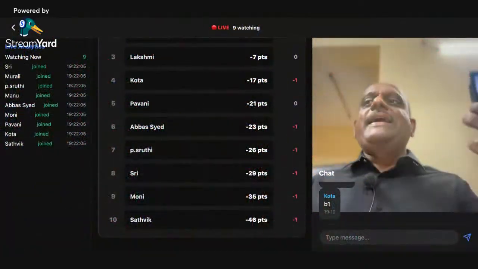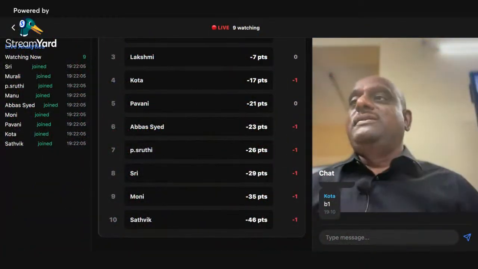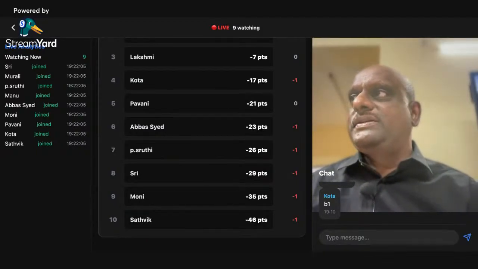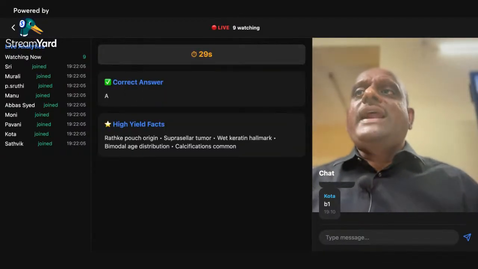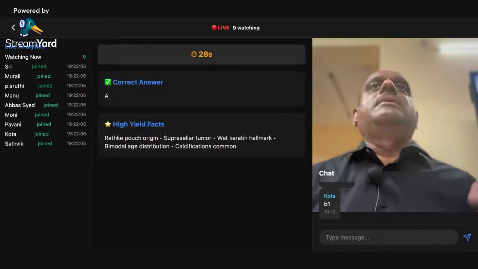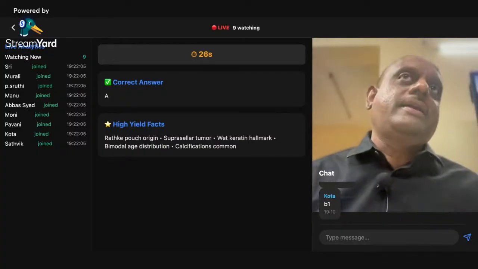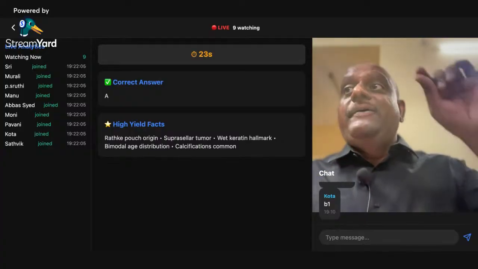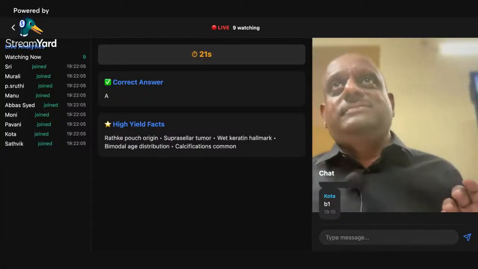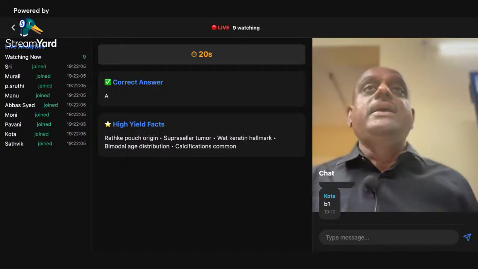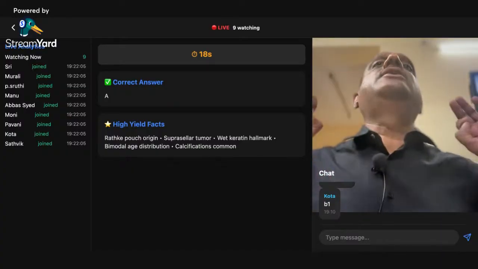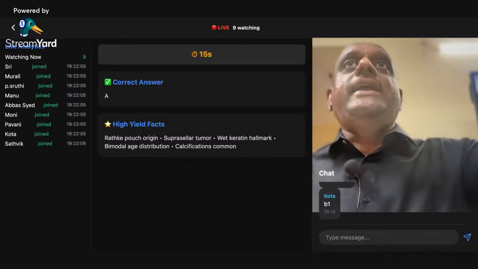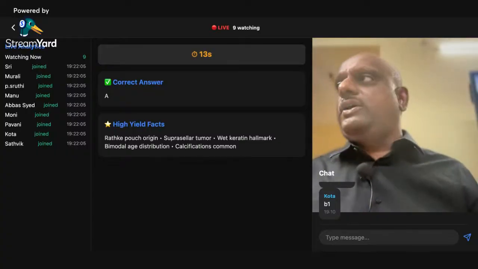3 of you correctly answered. Beautiful. Craniopharyngioma. Okay? Yes. So Rathke's pouch is the origin of suprasellar tumor, which is craniopharyngioma. Right? Wet keratin is the hallmark. Calcification is very common.